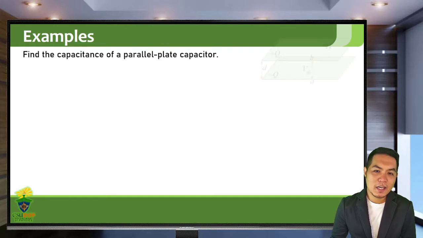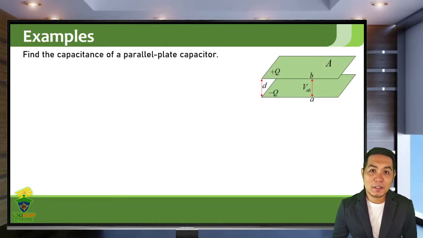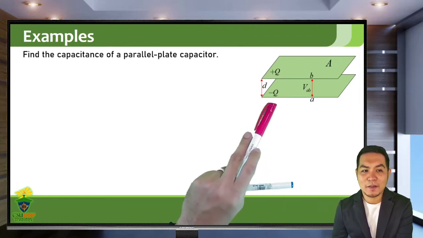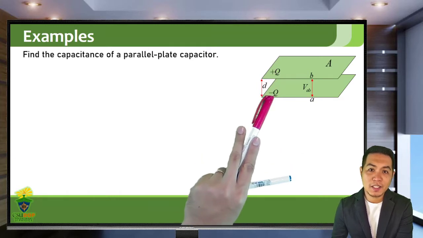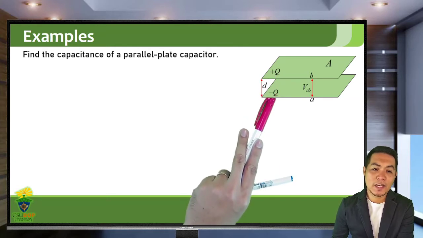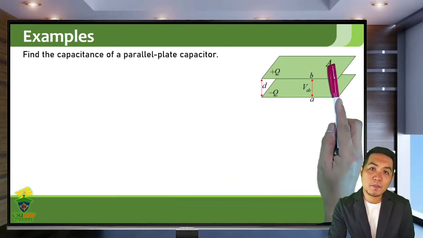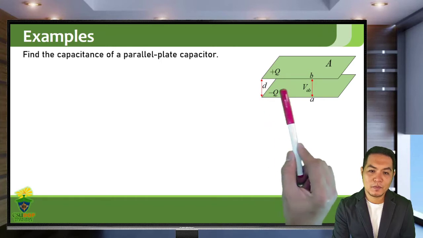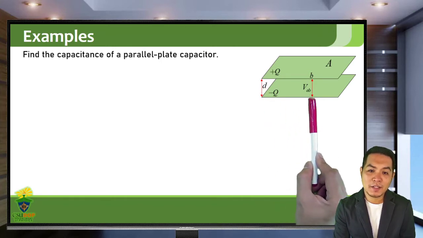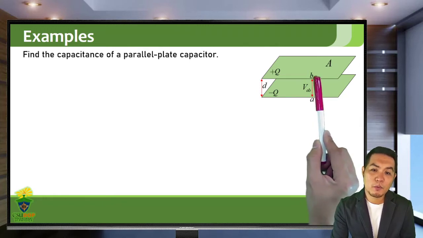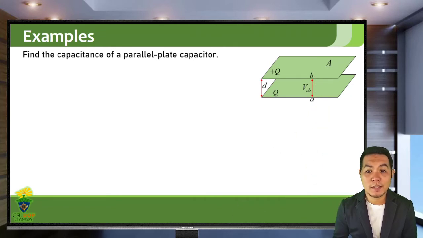For instance, we are asked to find the capacitance of a parallel plate capacitor. This is the simplest design of a capacitor. You have two sheets of charge. One has positive Q, one has a total charge of negative Q, and both have the same surface area A, separated a distance d, and maintained at a potential difference VAB. Here we'll let the points in the negative sheet be A, and the points in the positive sheet be points B.